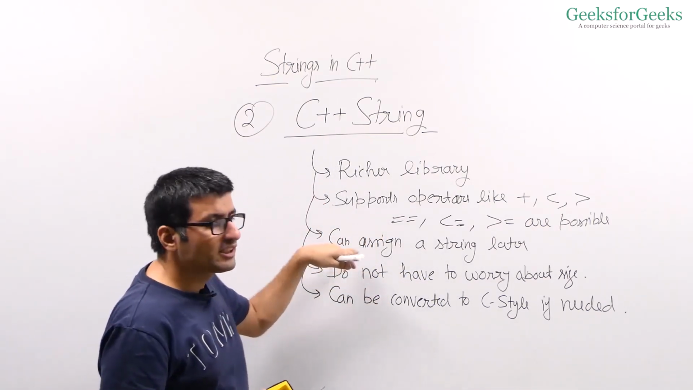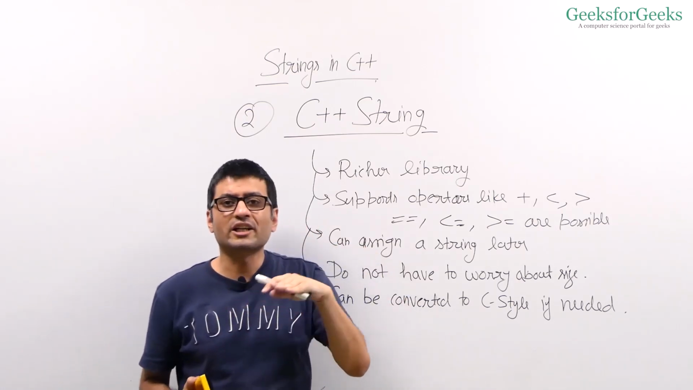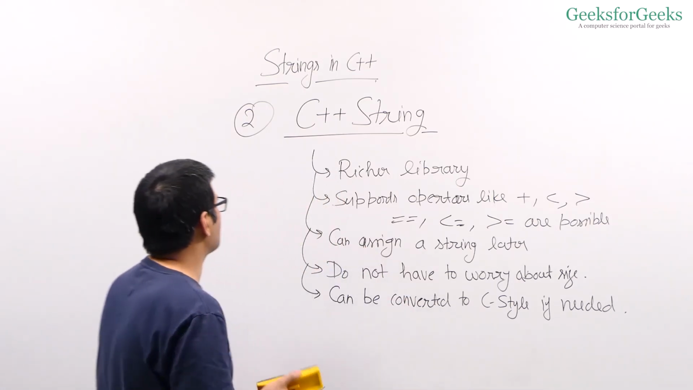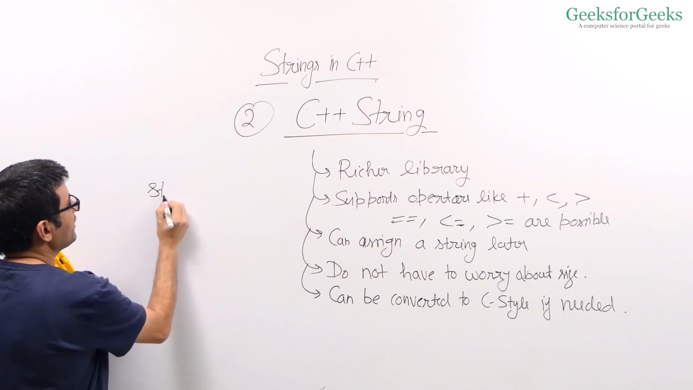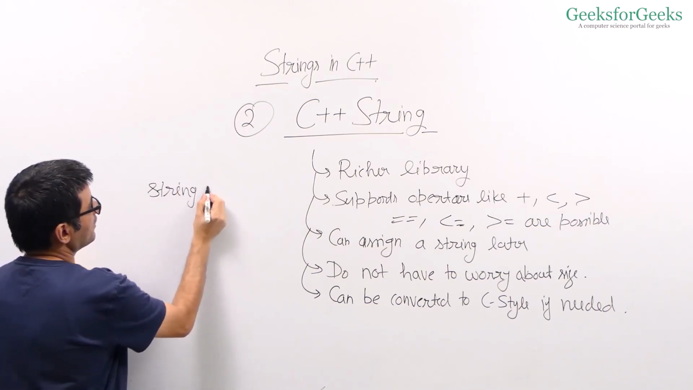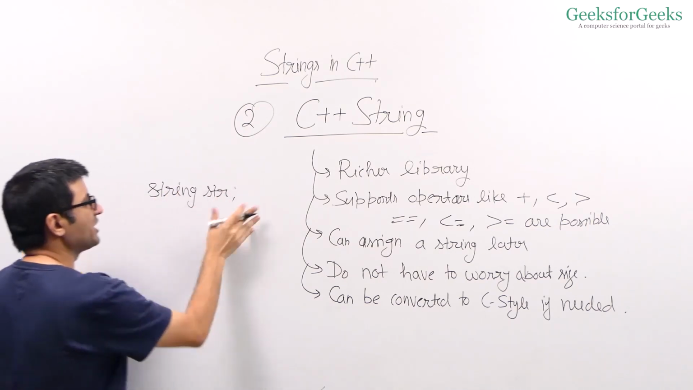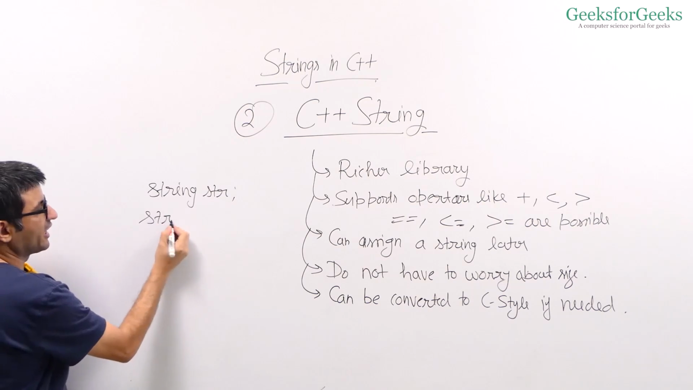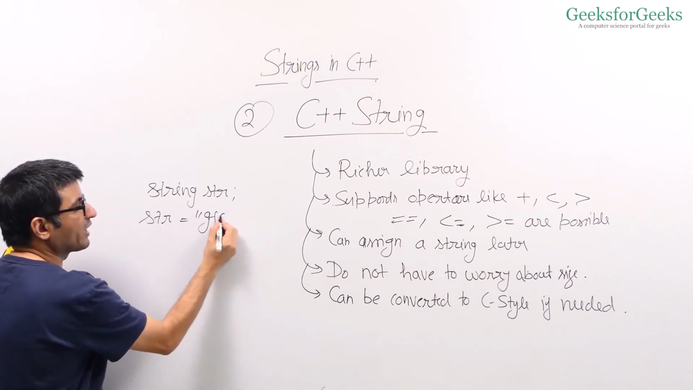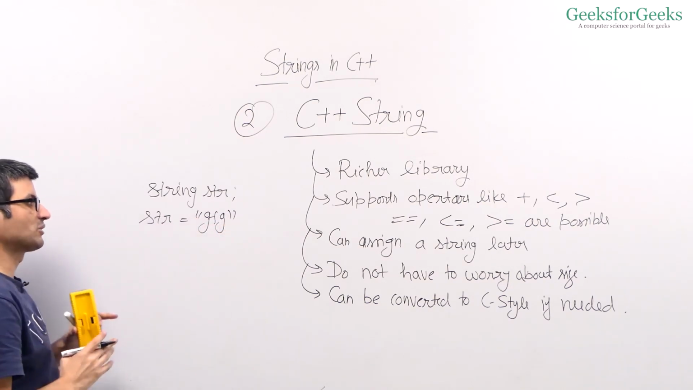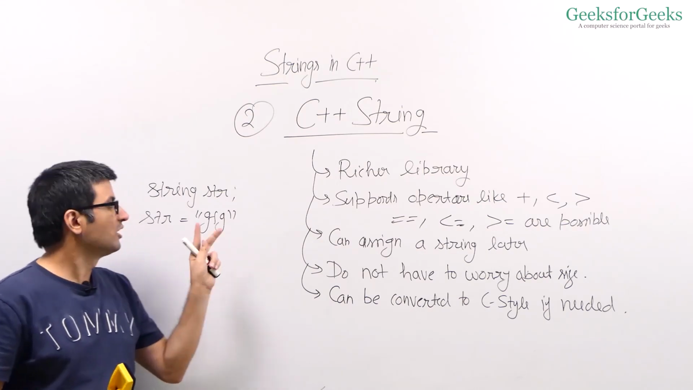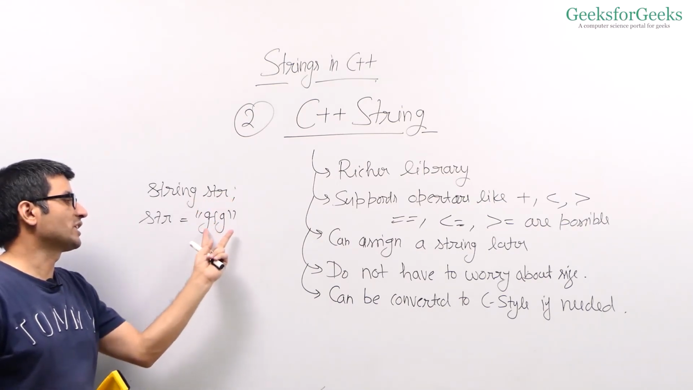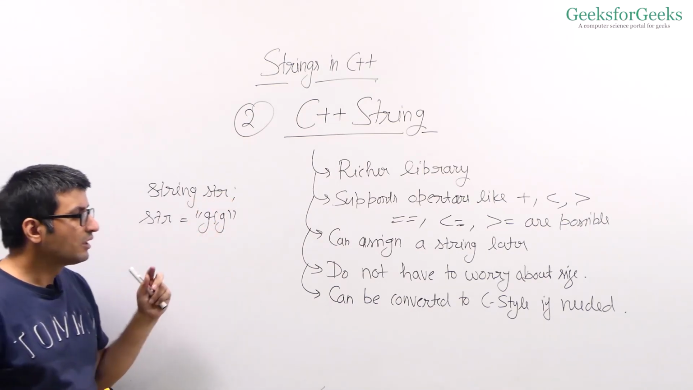We can initialize a string empty and then assign the string later. We can do something like string str equal to empty string, and then we can assign it later. Remember what we had to do in C style strings. We had to do strcpy to initialize an empty string and then copy one string to other, right?